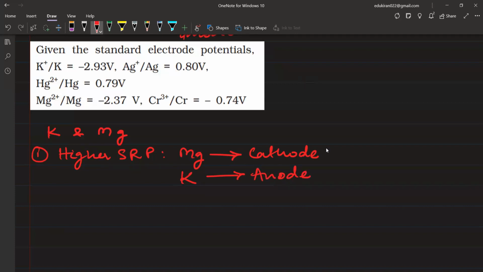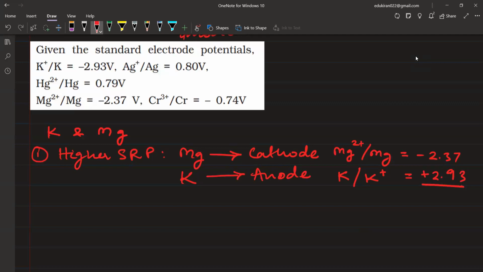Now when Mg is acting as cathode, what will be its reduction potential? Mg2 positive to Mg, right? This will be equal to how much? Minus 2.37. For anode, we will write K to K positive, because oxidation is happening at anode. This will be equal to plus 2.93.